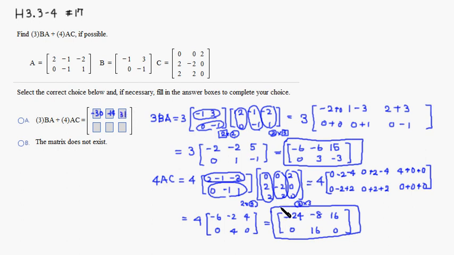Alright, then 0 plus 0 is 0. 3 plus 16 is 19. And negative 3 plus 0 is negative 3. Right, so that's how you compute 3BA plus 4AC. I hope that this was clear.